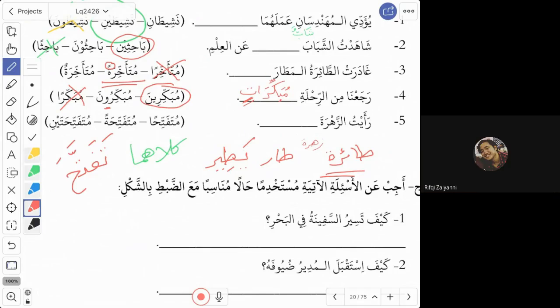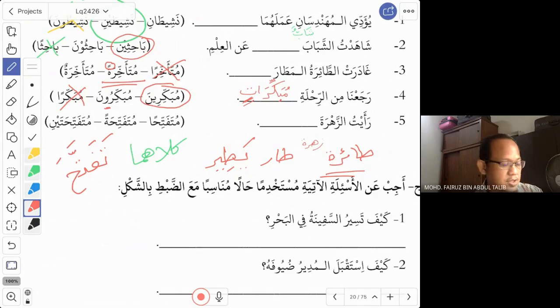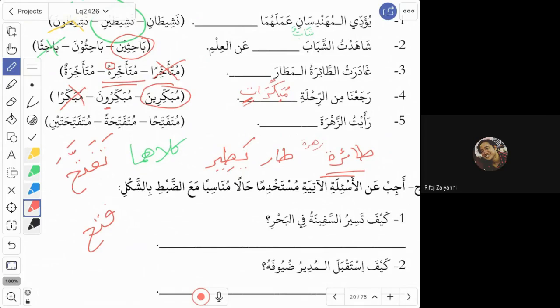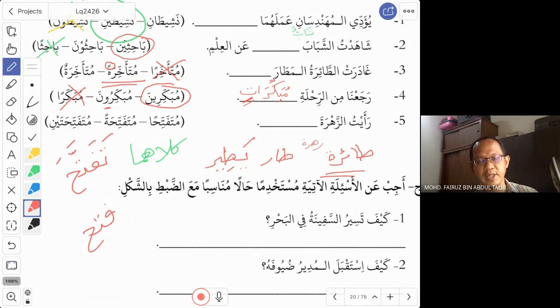Tafattaha, open. Of course, this is from the fi'il tafattaha, open. But here it is not open. The flower is blooming. Yes. So the word mutafattih here must refer to the word flower.